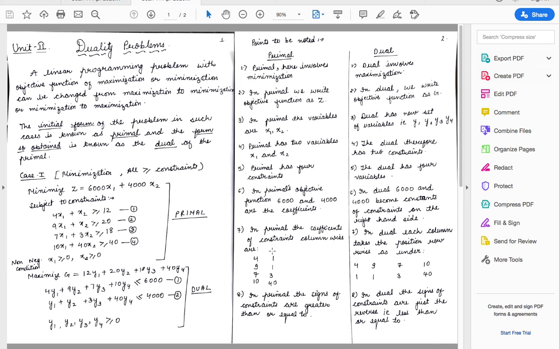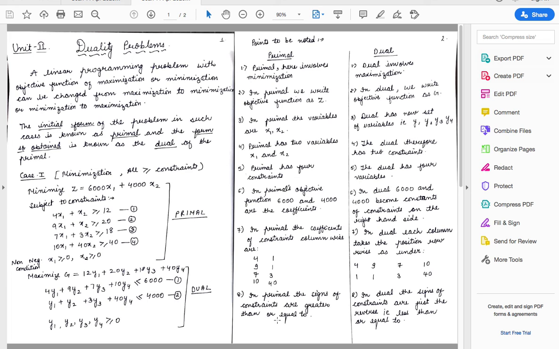In primal, the coefficients of constraints column wise are 4, 9, 7, 10, 1, 1, 3, 40. Here you can see that 4, 9, 7, 10, 1, 1, 3, 40. In dual, each column takes a position row wise as under 4, 9, 7, 10, 1, 1, 3, 40. So these column wise values are written as row wise.